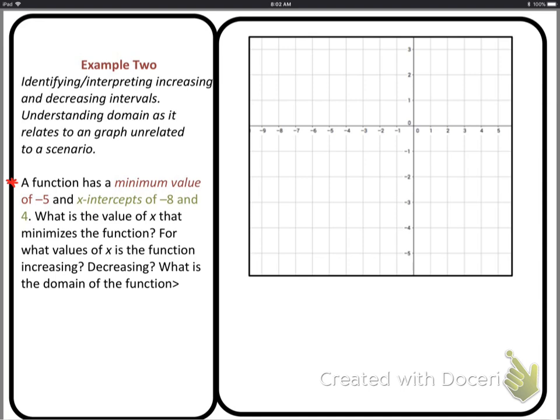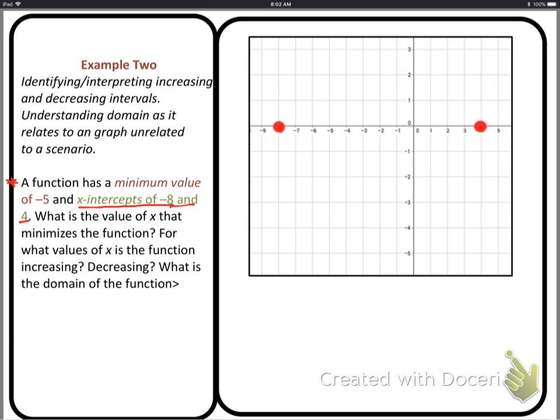So far, I can plug in my x-intercepts of -8 and 4. I know exactly where those are on the graph. So I can go here to -8. That's one of my x-intercepts, and 4. That's my other x-intercept.